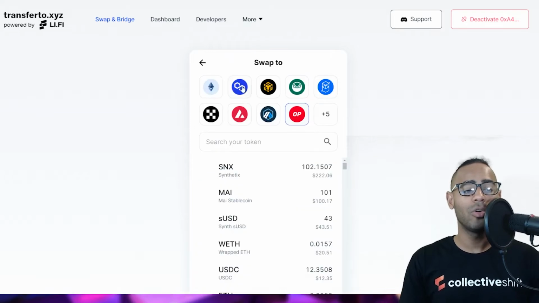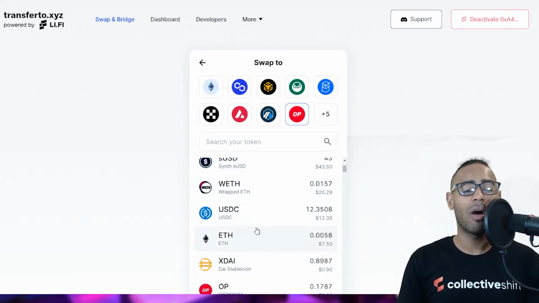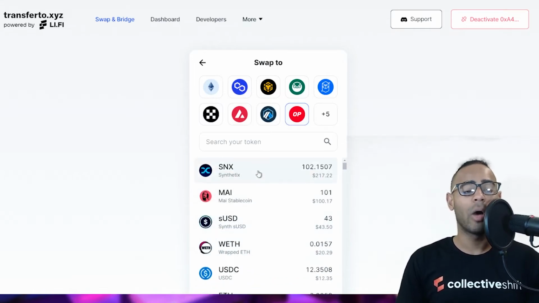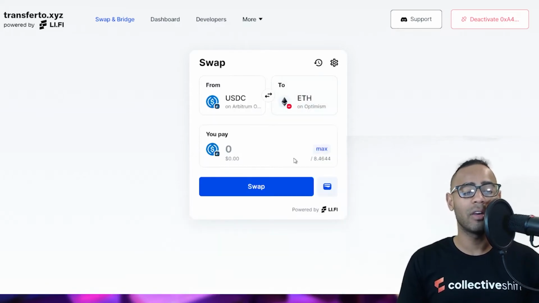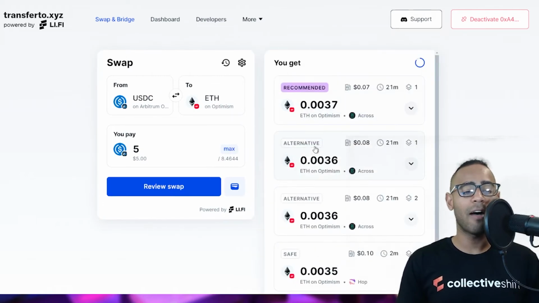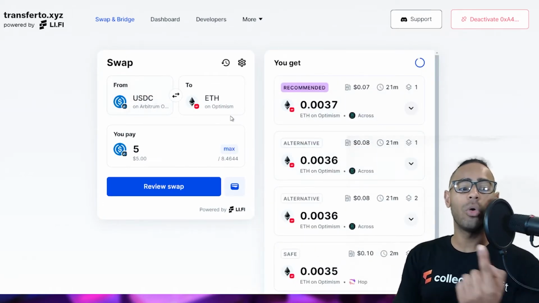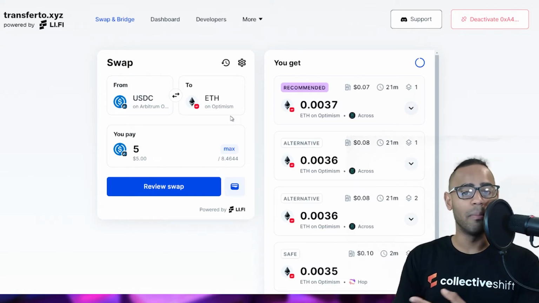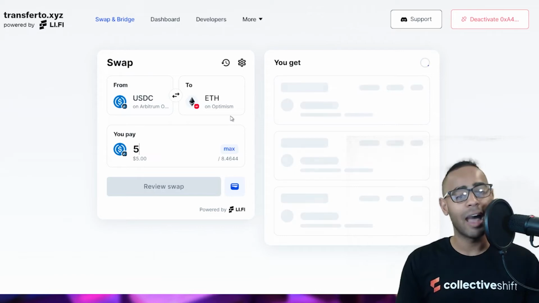Now I'm going to want to swap to Optimism, and I don't just want to get USDC back. I want to get Ethereum back, or I want to get some sUSD, or I want to get some synthetics back. Let's go ahead and transfer it to Ethereum. Let's say I want to transfer $5 in USDC from Arbitrum into Optimism into Ethereum. Do you see what's happening? There are so many different transactions happening here at the same time.